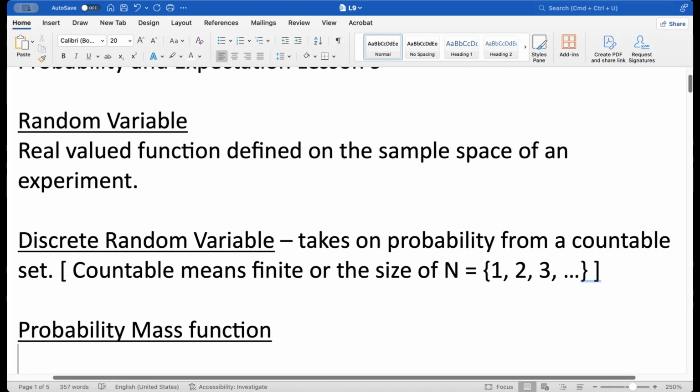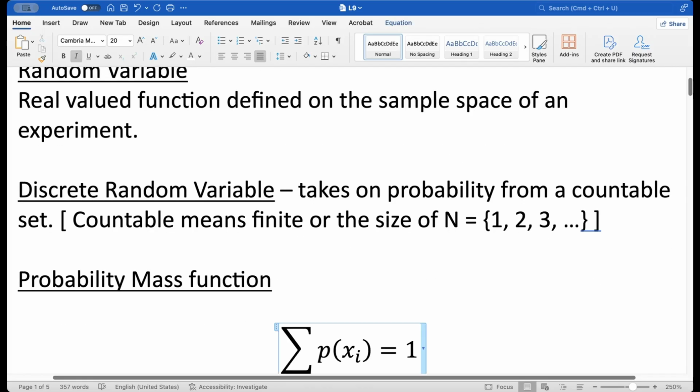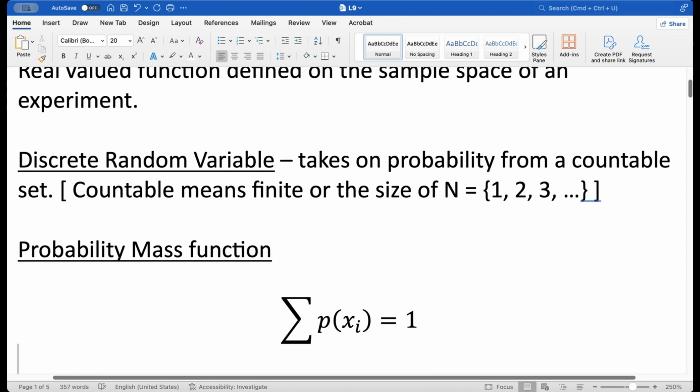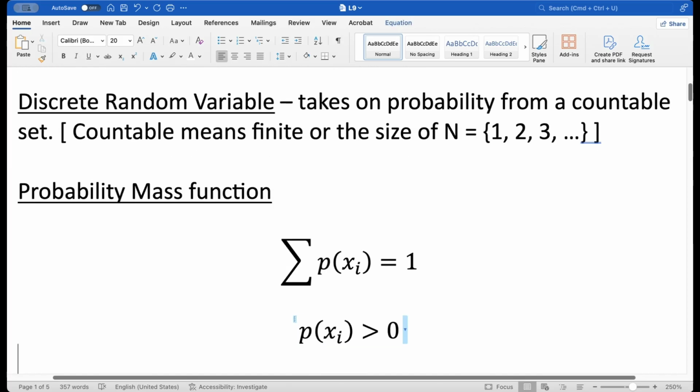Probability mass function. So we have a couple of properties to satisfy for a PMF. The sum of all the probabilities, the sum over all the values, has to be 1, for 100%. And the probabilities are all positive.